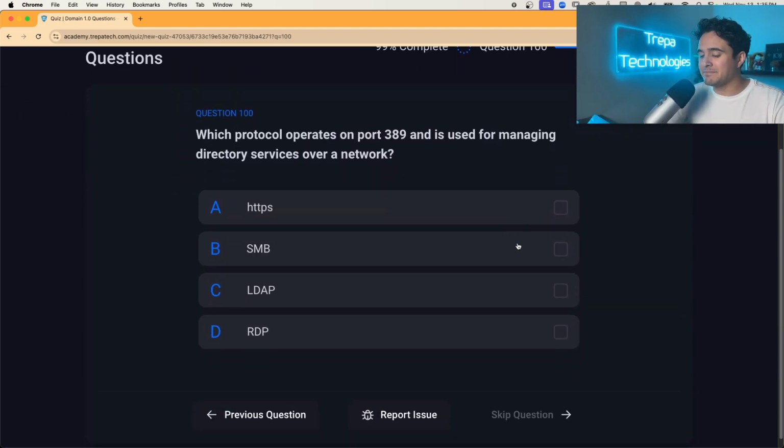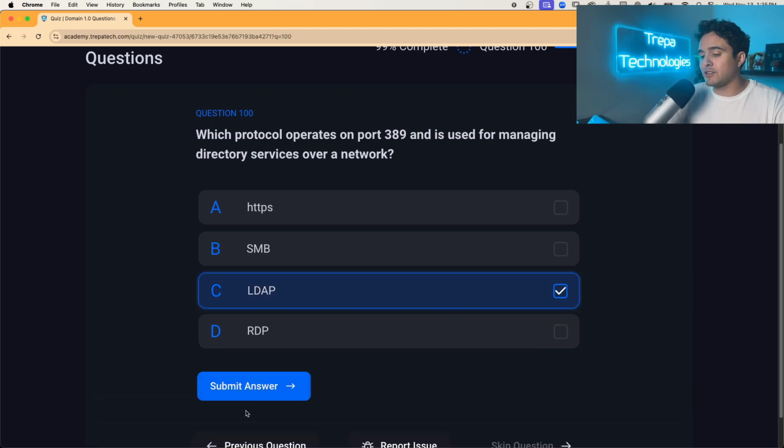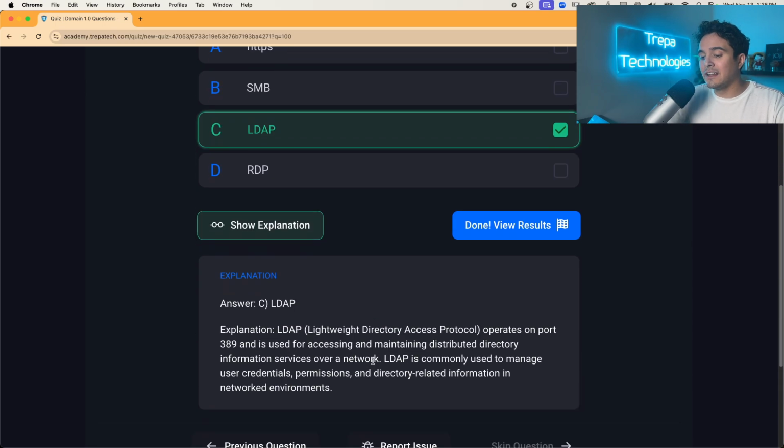Last question. Let's go, everybody. Which protocol operates on port 389 and is used for managing directory services over a network? That's LDAP, the thing that enables us to do Active Directory. That's Lightweight Directory Access Protocol. Go ahead and pause the video if you'd like to read the explanation.